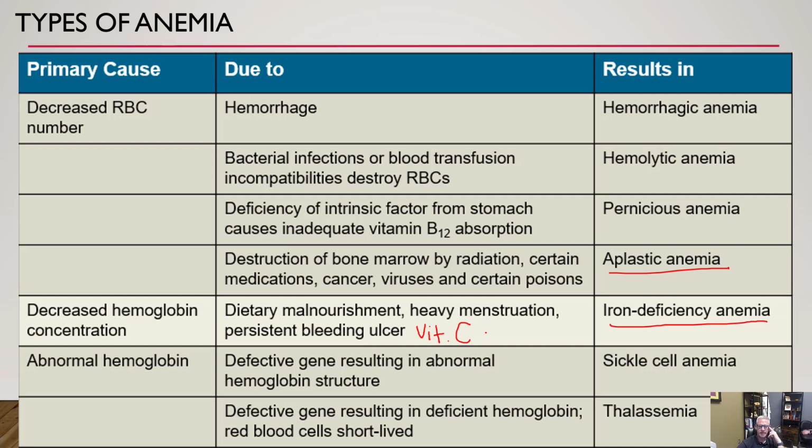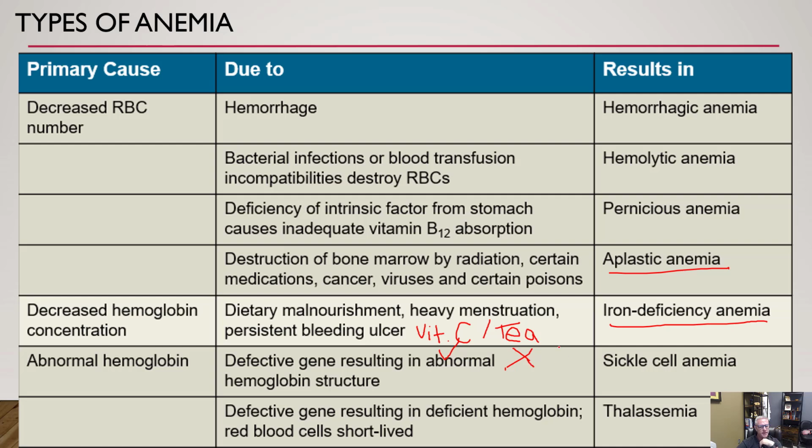Tannins, oxalates. So if you drink tea, if you're on iron supplements, vitamin C is good. It will help iron go into your body. Tea is actually bad for you. The oxalates and tannins in the tea can actually inhibit iron absorption in your body.